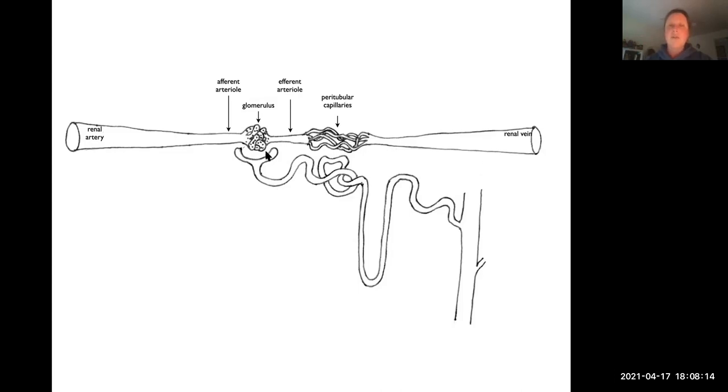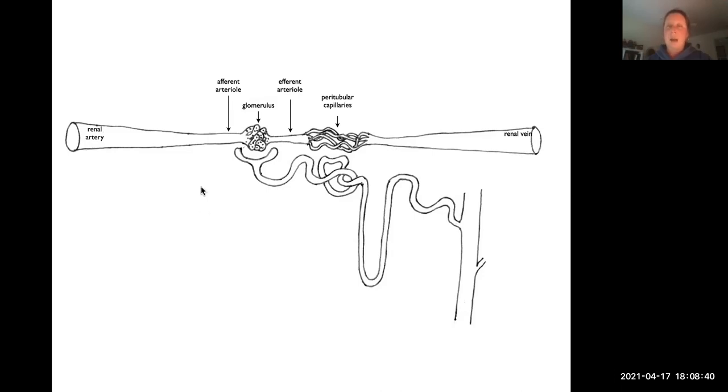Now I've drawn the nephron, not as a straight line, but so that the parts of the nephron that interact with the circulation are lined up. So here we see the glomerular capsule, the proximal convoluted tubule, the nephron loop, the distal convoluted tubule, and the collecting duct.